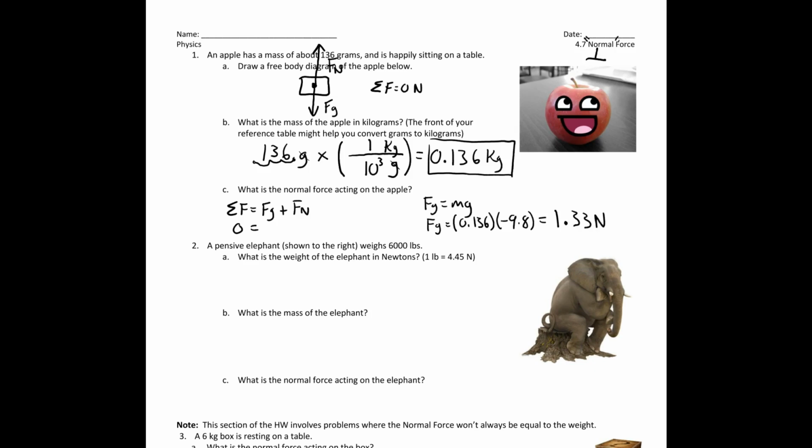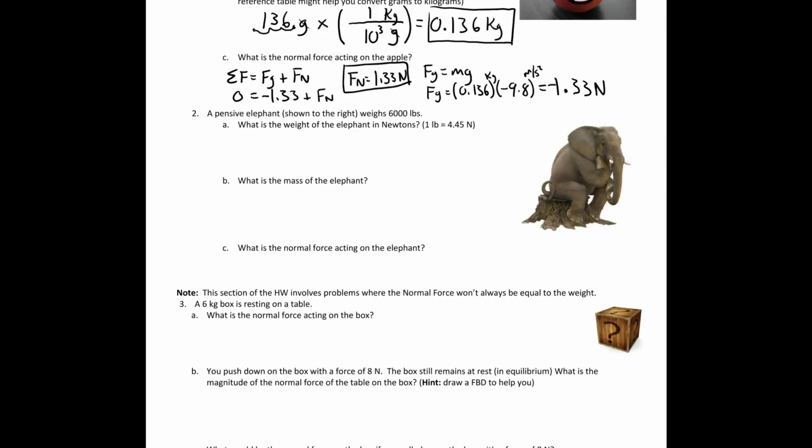And don't forget your units. You don't want to get points off for units. These are kilograms. This is meters per second squared. Okay. So the weight is negative 1.33 newtons. So you get negative 1.33 for Fg plus Fn. You do that math and you get Fn is equal to positive 1.33 newtons. And it makes sense that you get a positive number because the normal force points upward.